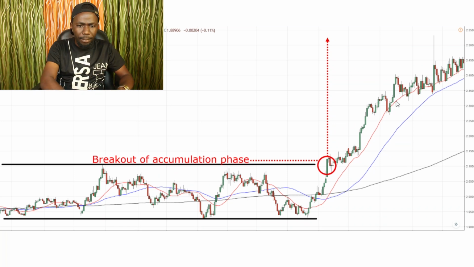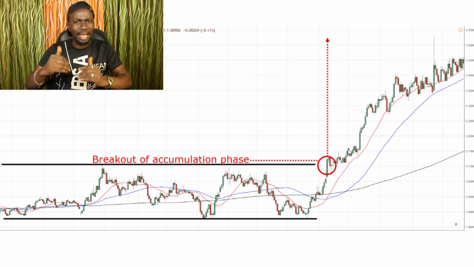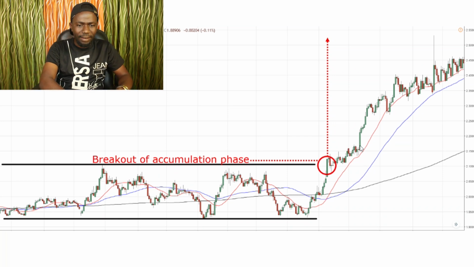So this is what we mean by the advancing stage, right? Where the price is now making higher high and higher low, higher high and higher low. That is what we mean by the advancing stage. So this is what we call the advancing stage.